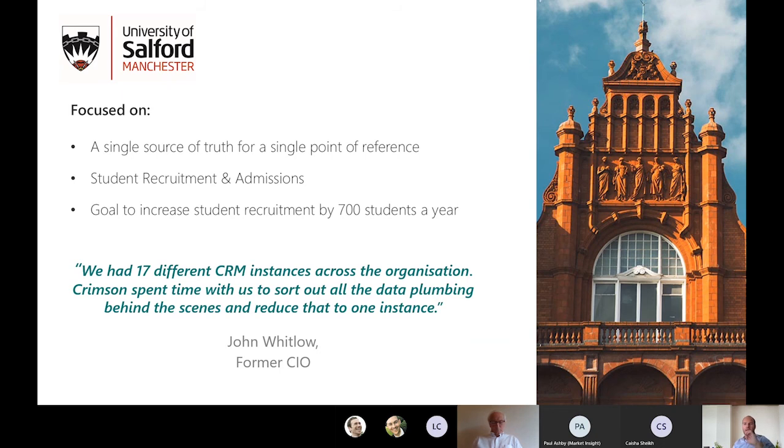They're focused on recruitment and admissions. They had a goal to increase student recruitment by 700 students a year. And you can see John there, the former CIO, talking about how they had 17 different CRM instances across the organization. And Crimson spent time with them to sort all that out, sort all the plumbing out, to get a single instance in place to enable them to work towards that single source of truth for a single point of reference, and ultimately better engage and communicate with prospective students.